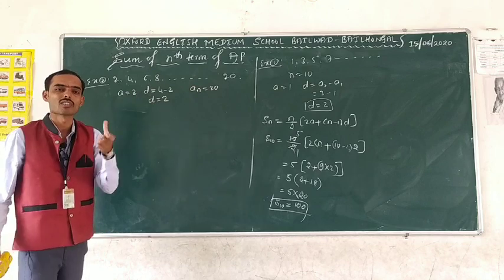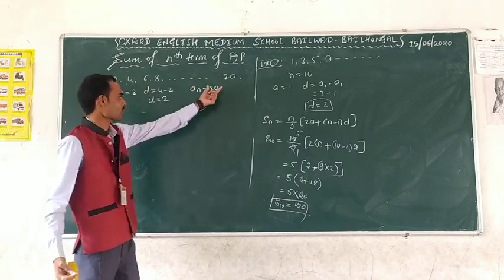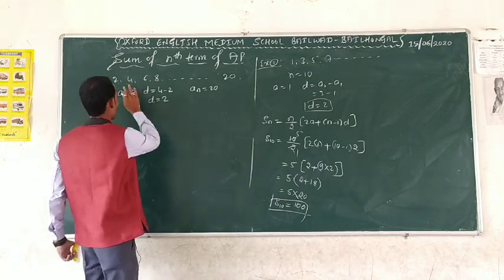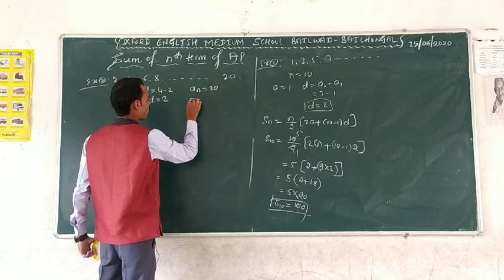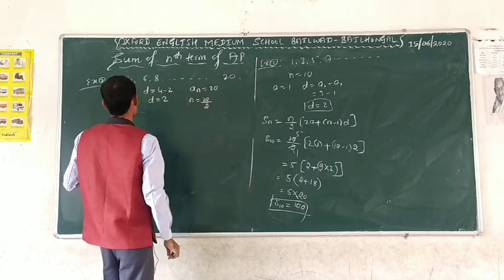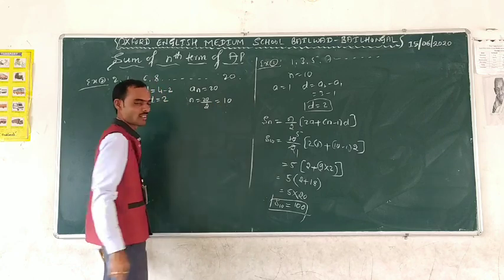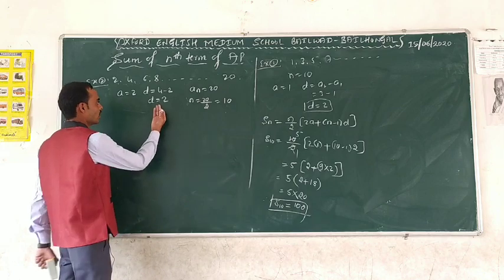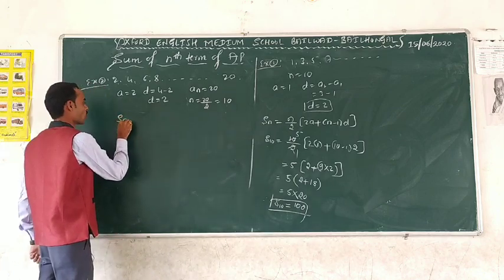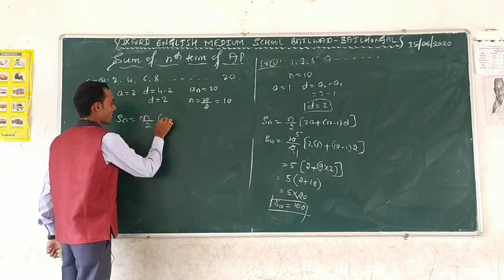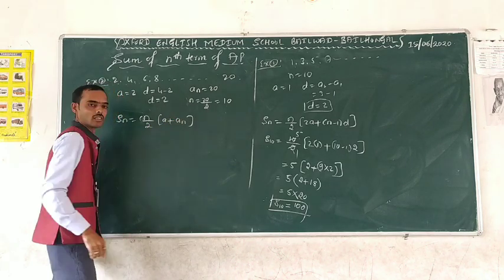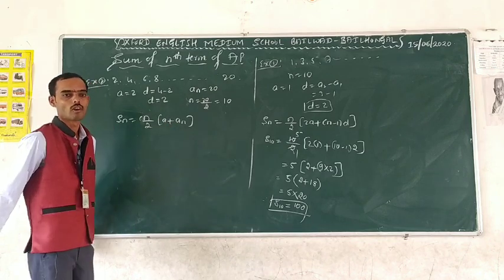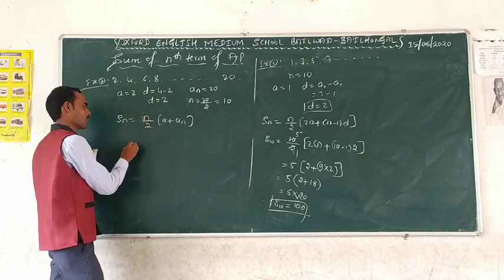Totally how many terms are there in 2, 4, 6, 8 up to 20? We just have to divide 20 by 2, since the common difference is 2. There are totally 10 terms, n is equal to 10. So, we can use either formula. Directly we can take Sn is equal to n by 2 into (a plus an). Here d is not necessary for this formula. For the first formula we have to use the common difference, so directly I will take the second formula.